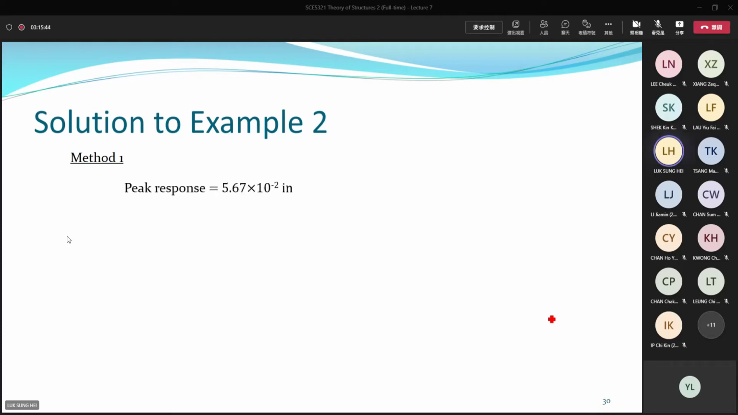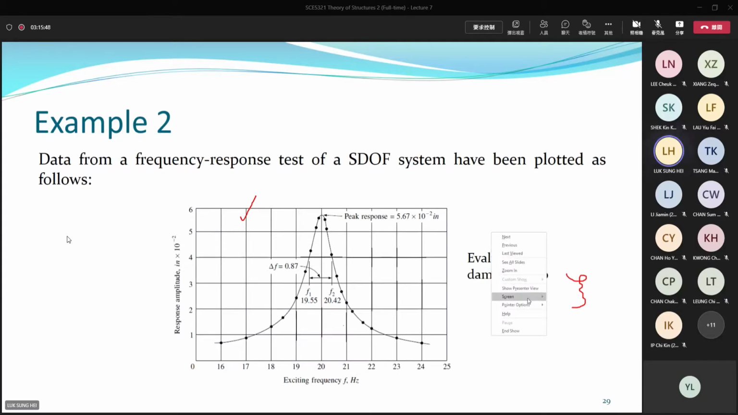Suppose I use the resonance amplification method first. How to use the resonance amplification method? You need to obtain 2 coordinates, 2 points from the graph, right? You have to know the response at the peak level at resonance. From the graph, you can see the peak response easily at resonance. This number, 567 times 10 with exponent -2 inch.